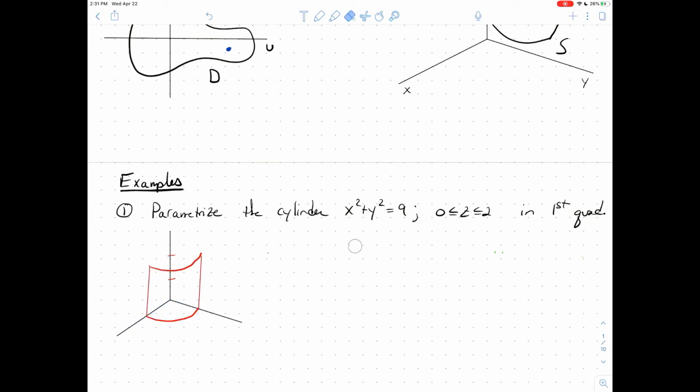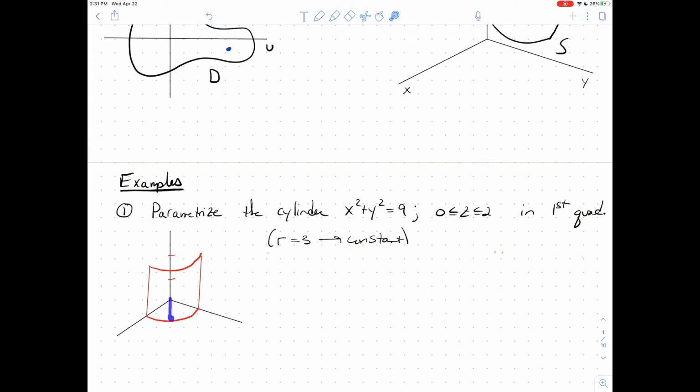All right, so we want to parameterize it. And so, when you see the word cylinder, hopefully you're thinking, hey, cylindrical coordinates, and you should be. I want you to notice something. Notice that r equals 3, which is constant. It's always 3.